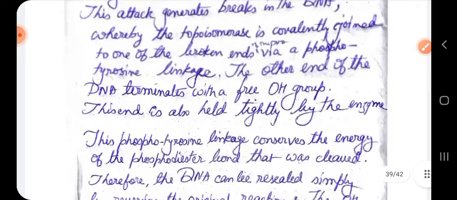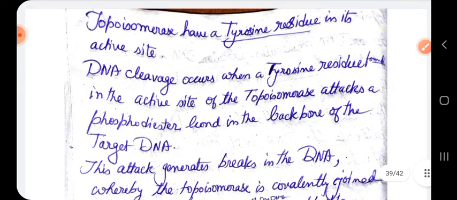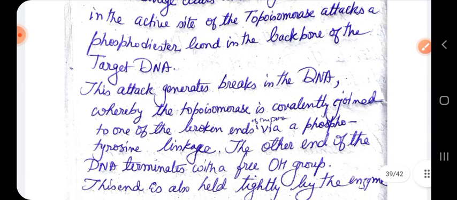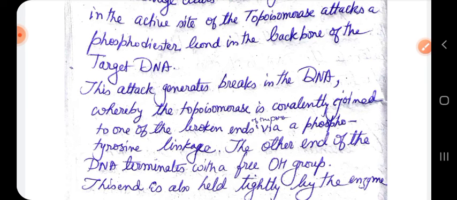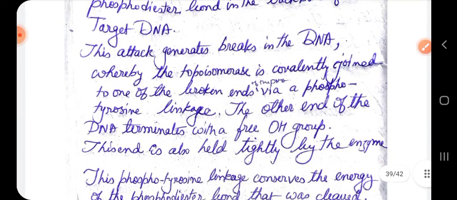So just go through the notes now. It is saying that topoisomerase has a tyrosine residue in its active site. DNA cleavage occurs when the tyrosine residue in the active site of the topoisomerase attacks the phosphodiester bond in the backbone of the target DNA. Due to this attack, it causes a break in the DNA, obviously. So the topoisomerase is now covalently joined to one of the broken ends of the DNA with the help of a phosphotyrosine linkage, while the other broken DNA end has been ended with a free OH group.